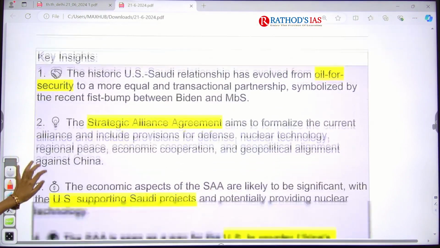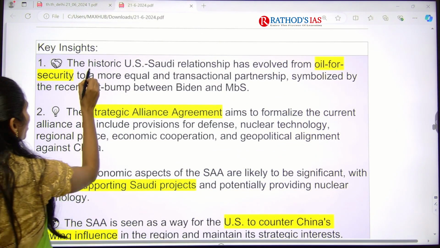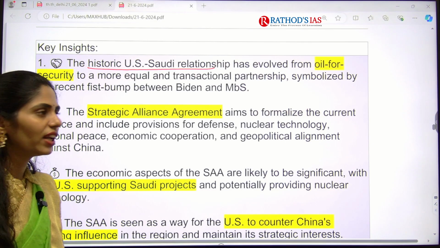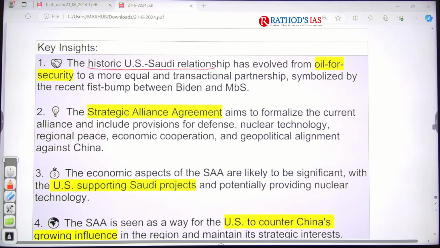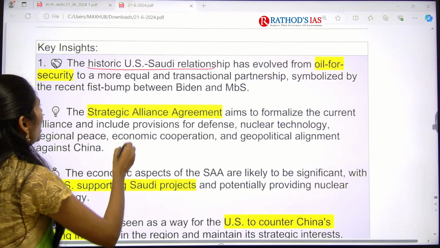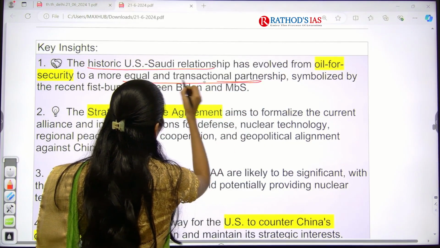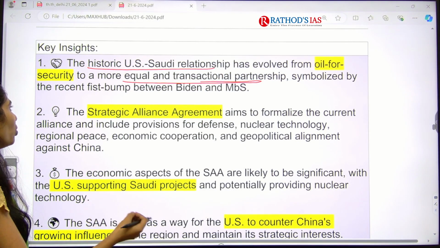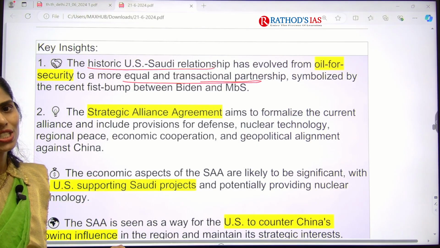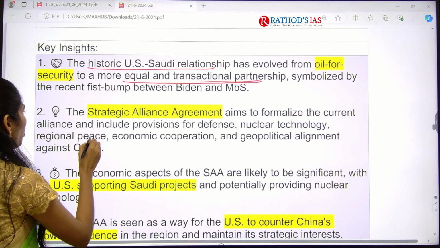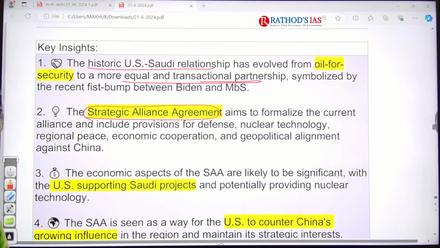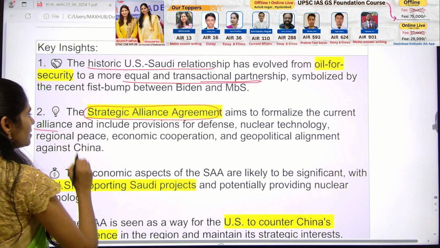So if you see the key highlights, the first one is the historic US-Saudi relationship has evolved for what? For oil and security, especially oil security, the relationship had been started. Okay, and they are focusing on a more equal and transactional partnership. So now it is symbolized by the improving relationship between US as well as Saudi Arabia. So what is a strategic alliance agreement? It has an aim to formalize the current alliance.